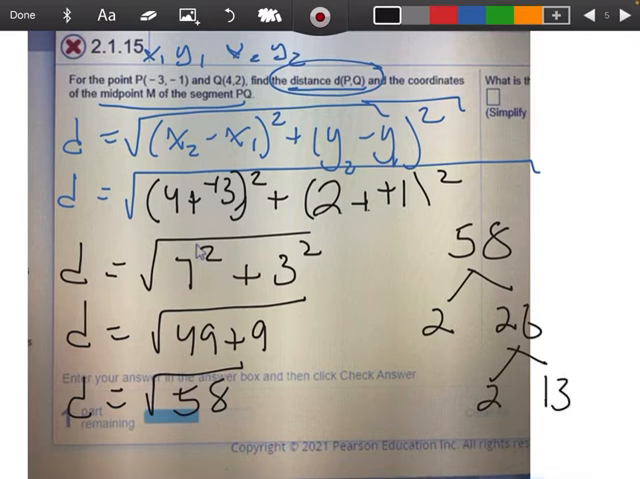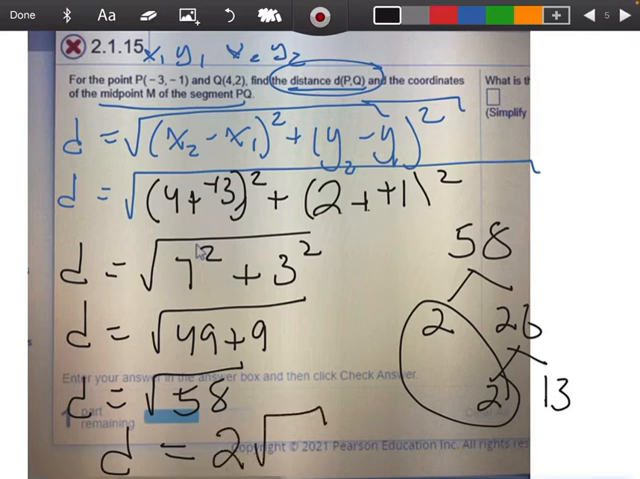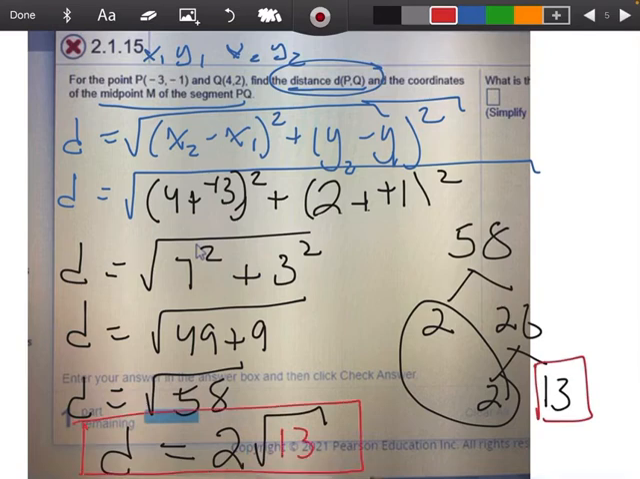Since the square root means I'm getting pairs, look what we have. We have a pair of 2's, right? So whatever number I have a pair of, that number is going to come outside. Whichever one is not paired up is going to have to stay inside. So my answer would be 2 times the square root of 13, okay? So that's my answer for the first part.